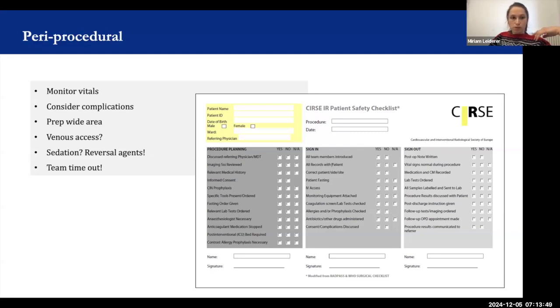Consider what complications you might have, as you already said, and make sure you have the material available in case. Always prep a wide area, always more than you think you need, because the track that you planned may turn out to be not perfect and you may want to change it, or use a different lesion. For example, if you do a liver biopsy, you might find that you haven't picked the best lesion, and then you have the option to use another lesion.